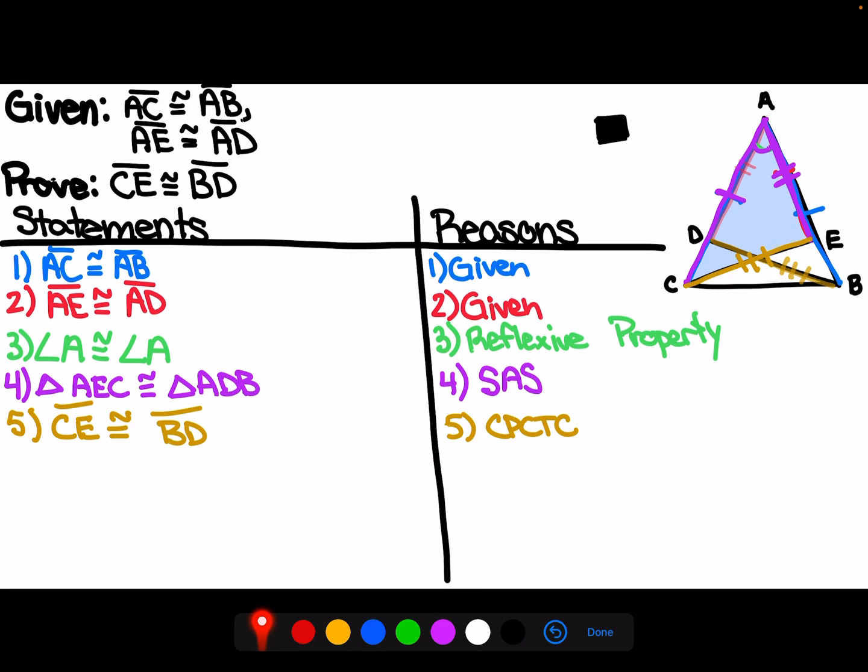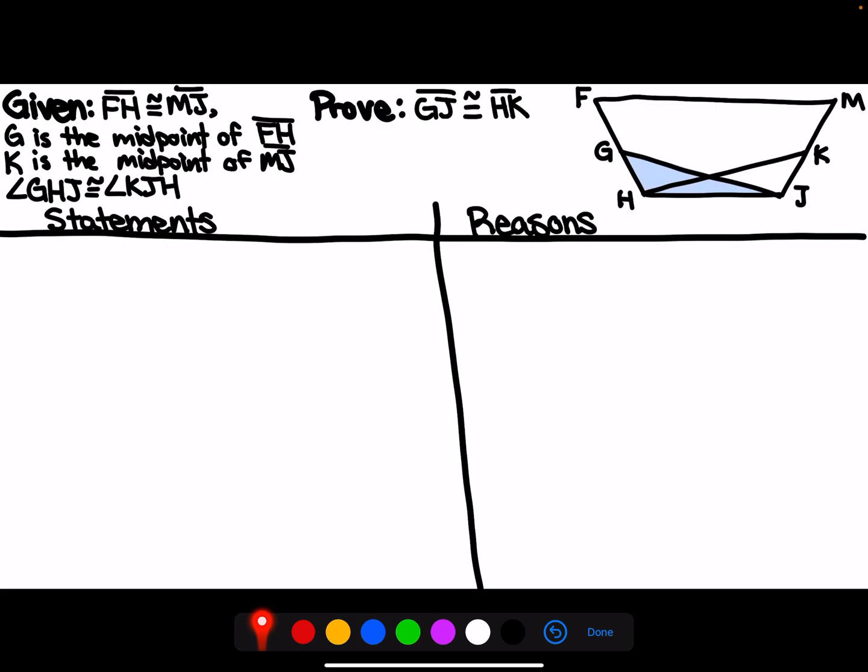All right, so that's our first proof for overlapping triangles. Let's see another one. All right, so for this next one, we're given FH is congruent to MJ, G is the midpoint of FH, K is the midpoint of MJ, and we also have angle GHJ is congruent to angle KJH. What we want to do is prove segment GJ is congruent to segment HK.